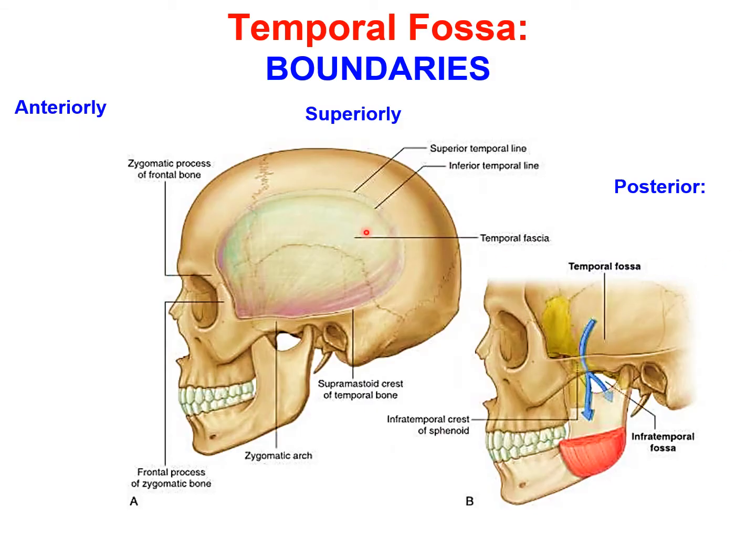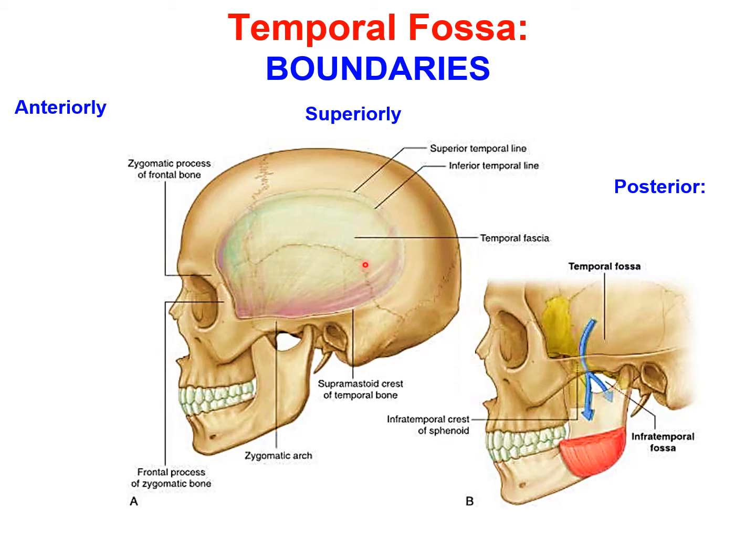So if we revise here, anteriorly, the zygomatic and the frontal bones are forming the anterior boundary. Posteriorly, the fossa is limited by the inferior temporal line and the supramastoid crest of the temporal. Superiorly, the superior temporal line. Also, inferiorly, the fossa is communicating with the infratemporal fossa beneath the zygomatic arch.